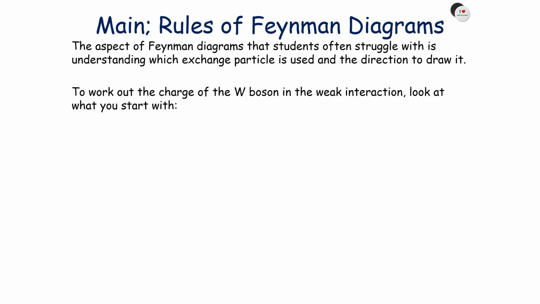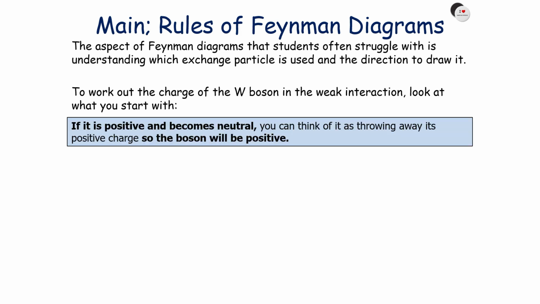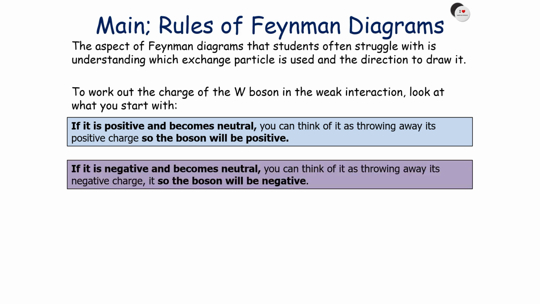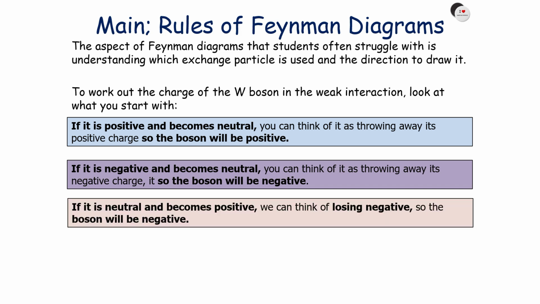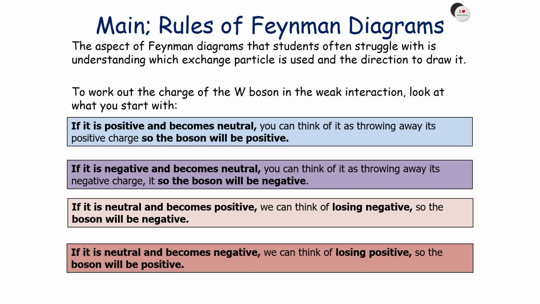Now let's see if we can work out which W to use in the weak interaction. So if you start off with a positive and it becomes neutral, you can think of the particle as throwing away its positive charge, so the boson will be positive. If the particle starts off as negative and then becomes neutral due to the interaction, you can think of it as throwing away its negative charge, so the boson will be negative, so it'll be the W minus. And if it's neutral and becomes positive, it's like it's losing a negative, so the boson is negative, so it's W minus. If you start off with a neutral particle and it becomes negative, you can think of the particle as losing its positive charge, so the boson, the W, is a positive one.